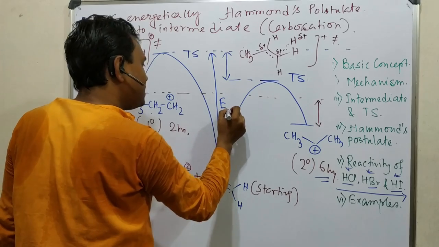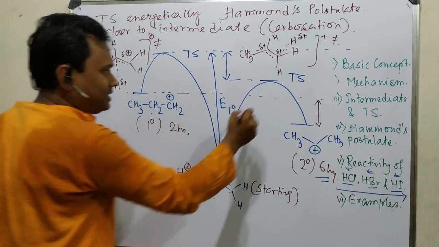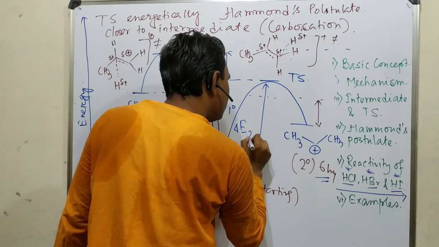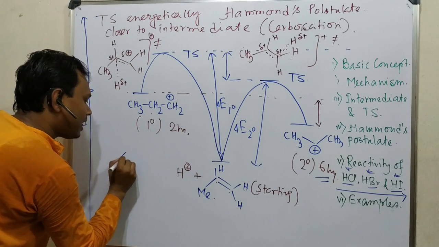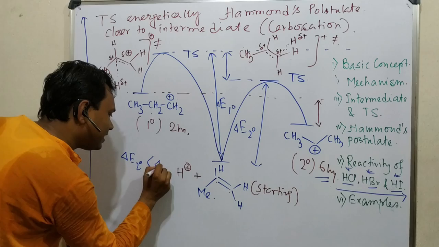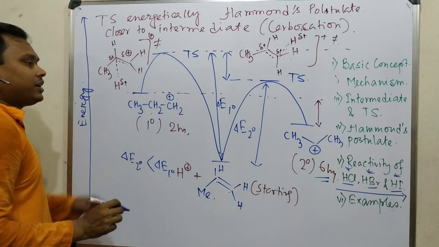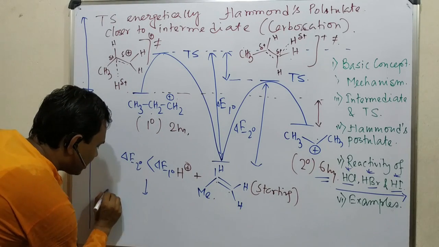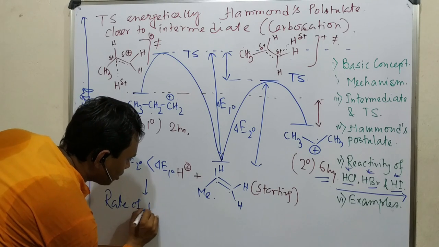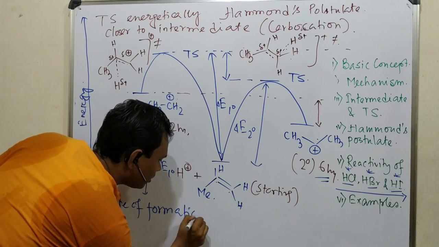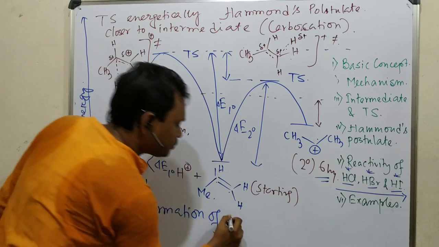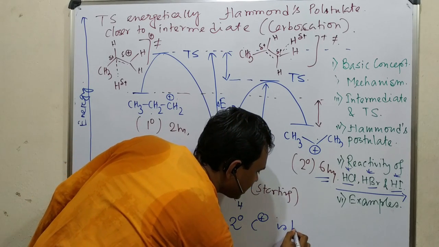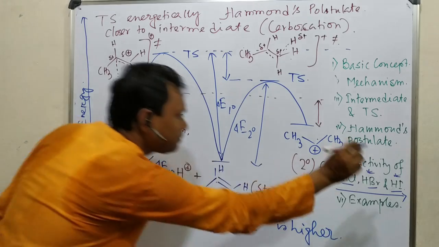For example, delta E 1 degree for primary and delta E 2 degree is this. So that means delta E 2 degree is lesser than delta E 1 degree. So the rate of reaction for the formation of secondary carbocation is higher. So what does it mean? It implies the rate of formation of secondary carbocation, secondary C plus, is higher. And when the rate is more, the reaction will proceed on that path.